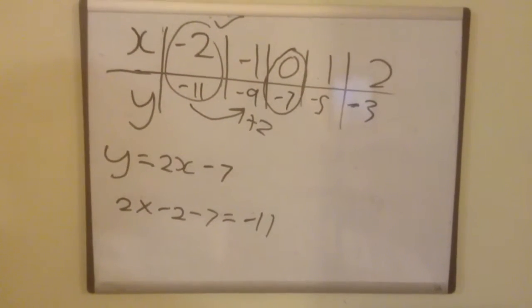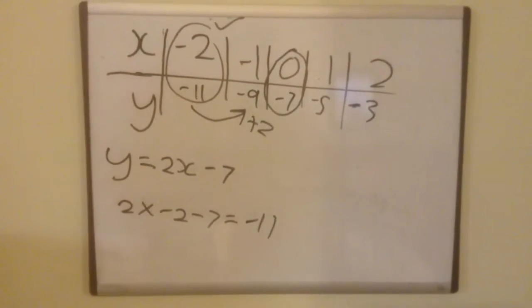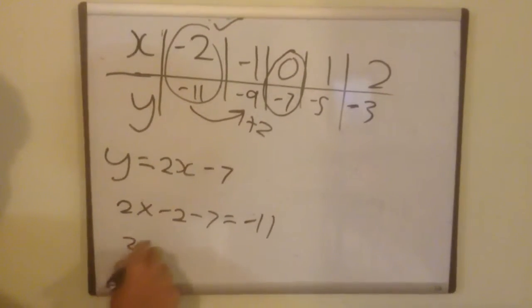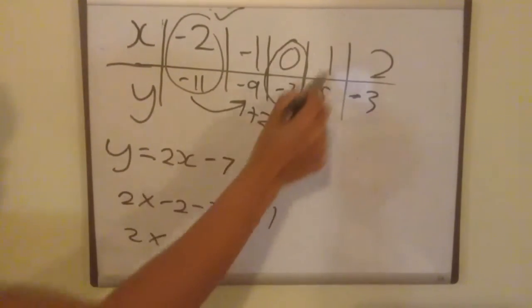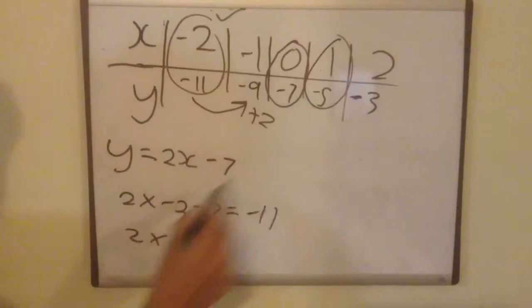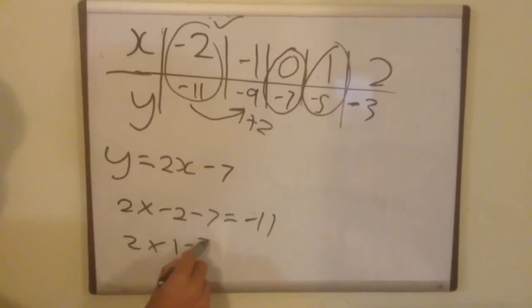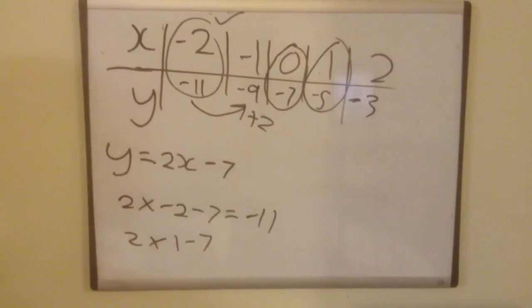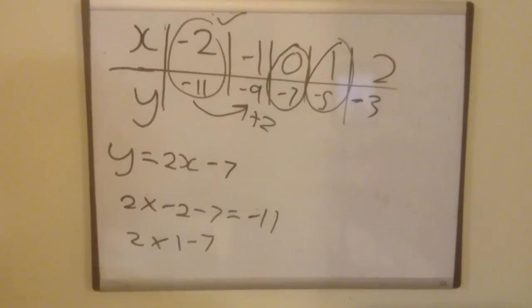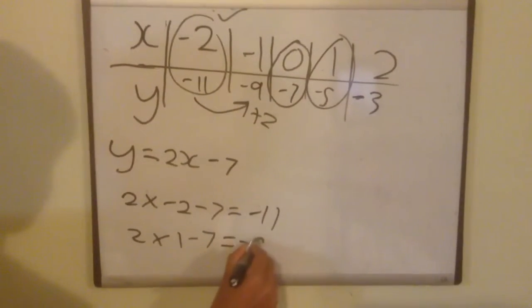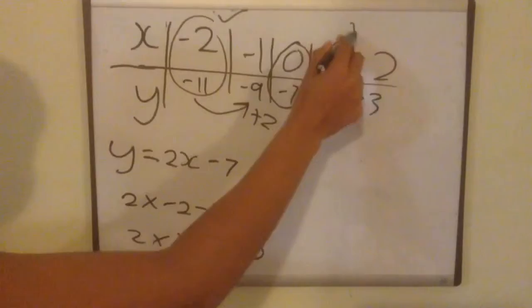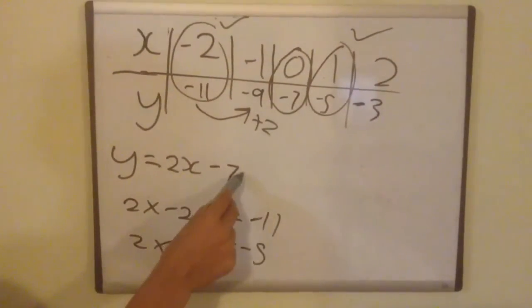Now to test it on another pair. We'll write down 2 times, then we'll substitute the x for 1, minus 7. So, 2 times 1 is 2, minus 7 is equal to minus 5. So here we can see the linear equation is correct.